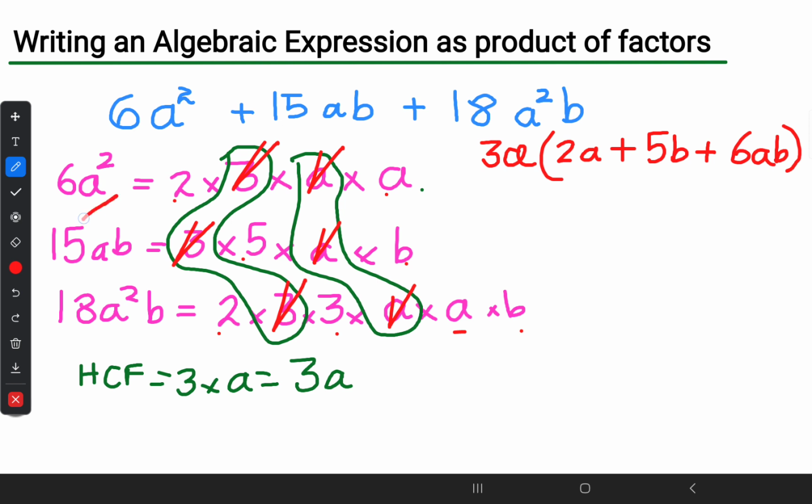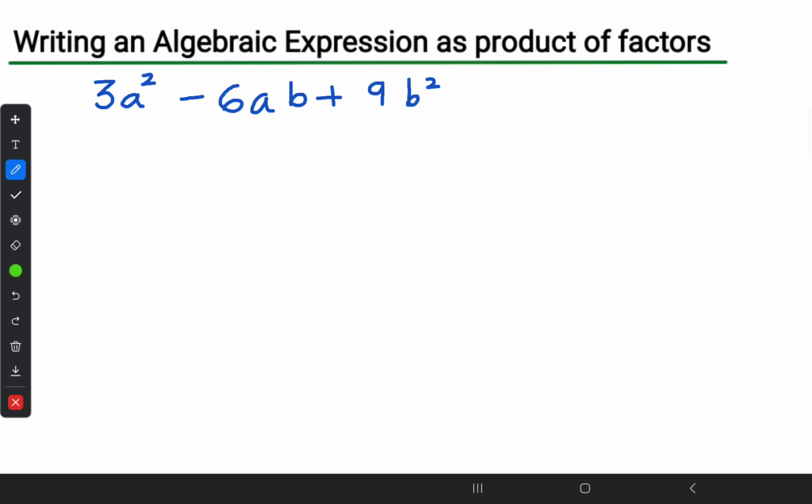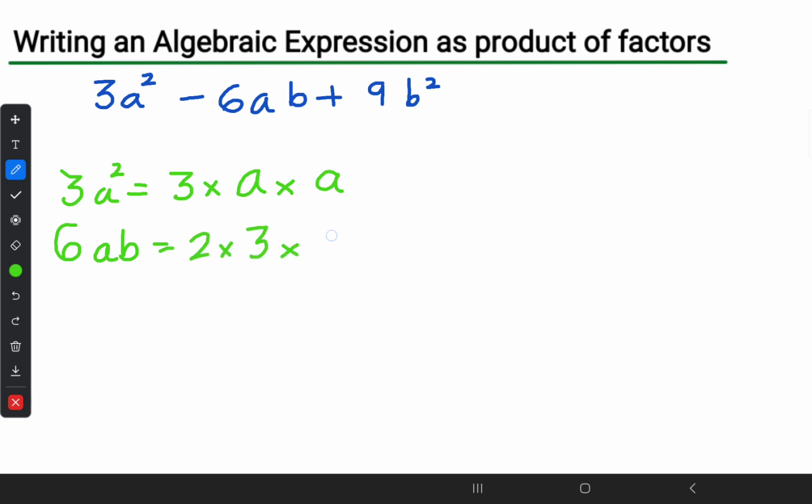This is the writing of an algebraic expression as a product of factors. Same as the previous one, the only additional thing is the inclusion of square values. Nothing else. So 3a square can be expressed as 3 times a times a. 3 is a prime number, so we can write it as 3a. 6ab should be 2 times 3 times a times b. Then the third, 9b square. 3 times 3 times b square means b times b.